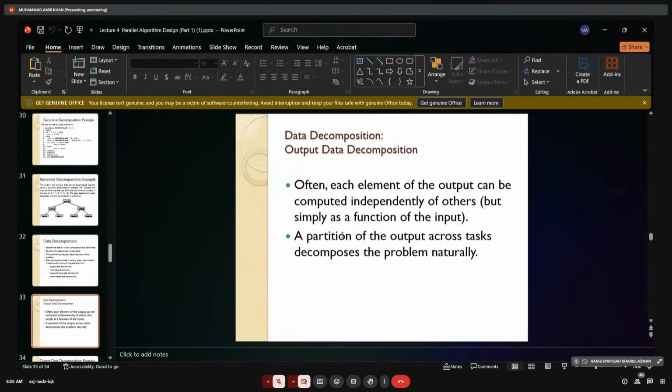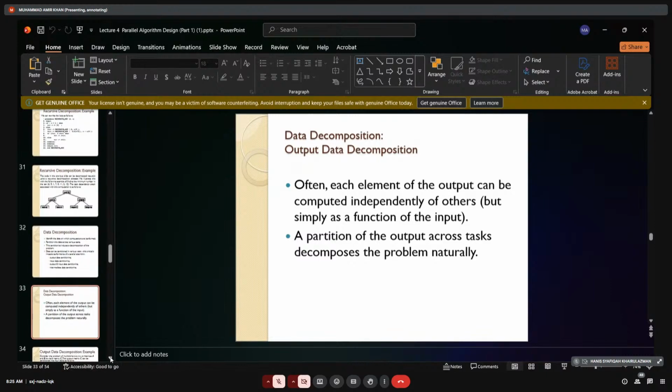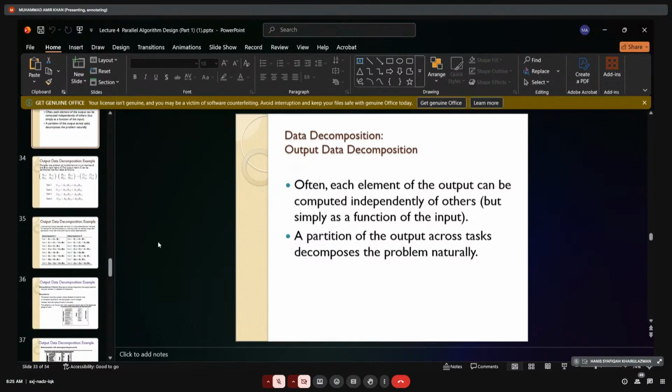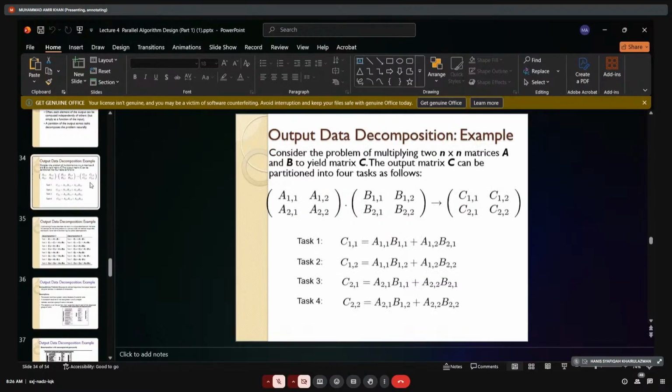And this is very simple. We just have to do the multiplication steps. We'll see, like in matrix multiplication, we can break the problem down as much as we can. For example, here, output data decomposition example. Consider the problem of multiplying two n by n matrices.